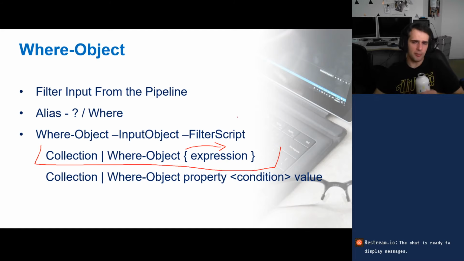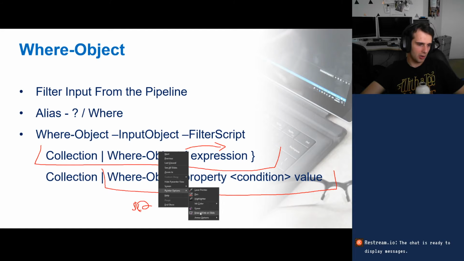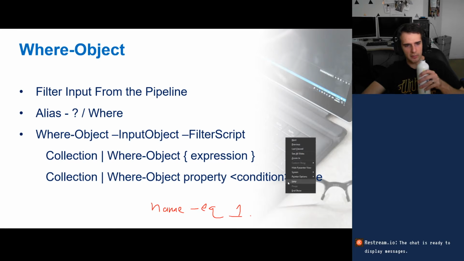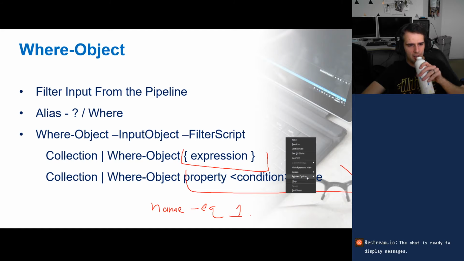Also, obviously, you don't have to go down that line. You can do this: property, condition and value. Actually, no, sorry, that's not right. The property could be Name, the condition could be equals, and then the value could be 1, something along those lines. So essentially, it's just simplifying. You don't actually have to pass an expression. You can just do it this way.